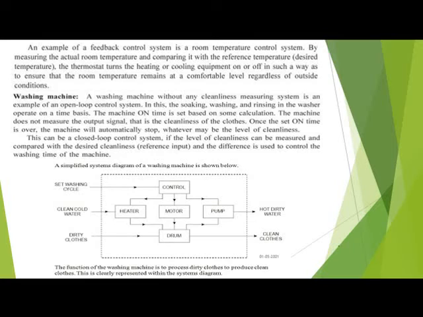The level of cleanliness can be measured and compared with the desired cleanliness reference input. For example, I have given here the setting of the washing cycle, then clean cold water and old water, and then the control, heater, motor, pump, and drum. The drum cleans the cloth, then the pump pumps the water, then it goes for hot drying, removing dirty water. Okay, this is an example of a simple washing machine.